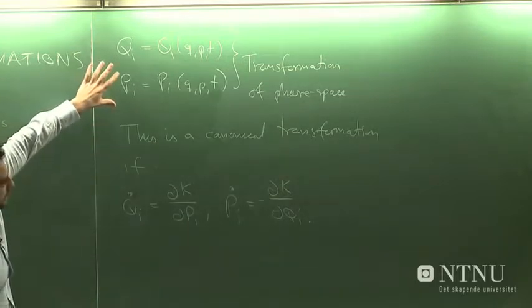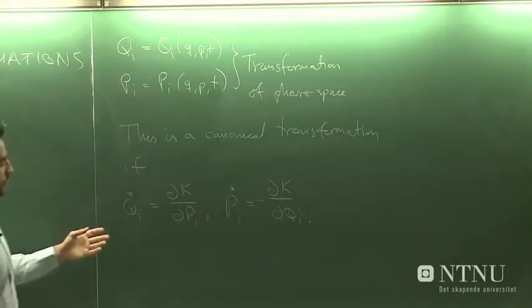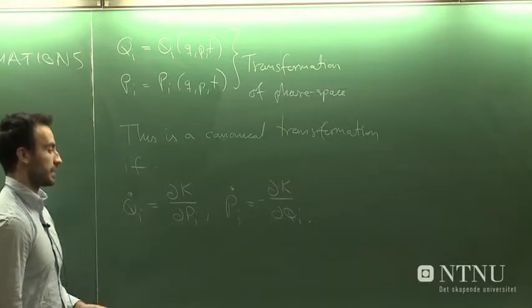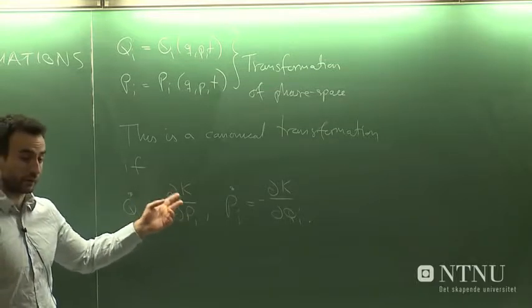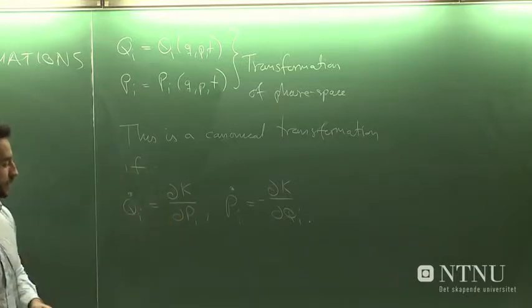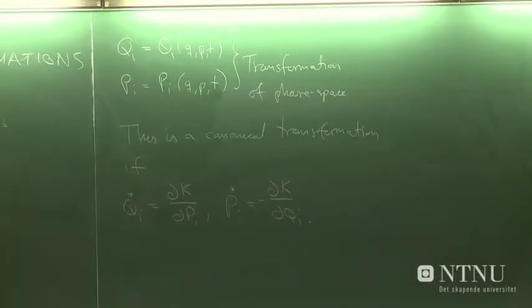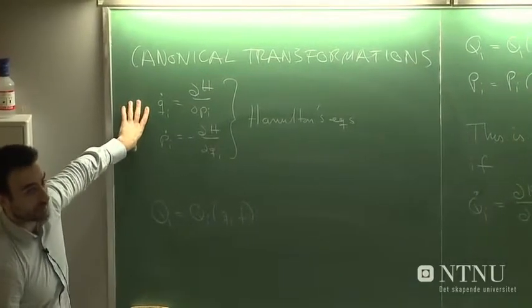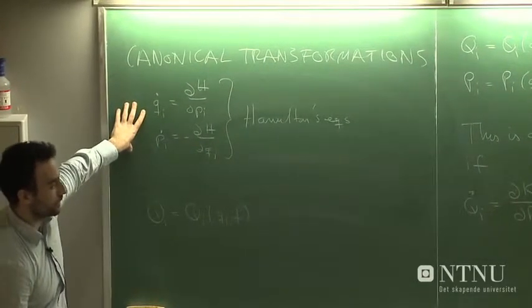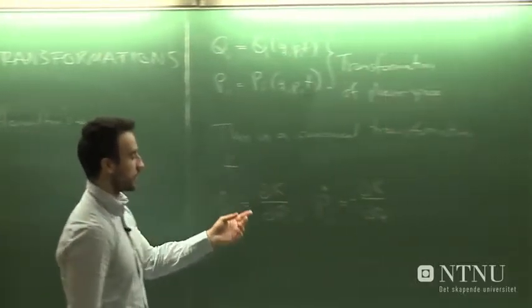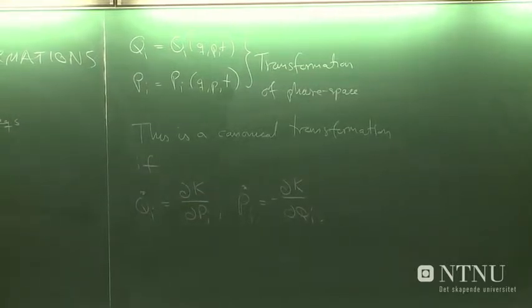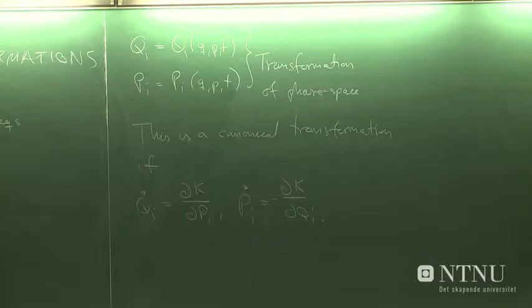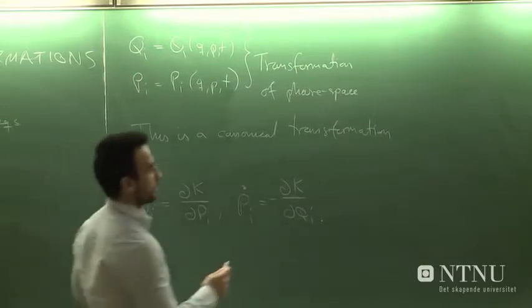If these transformations are in accordance with these two equations, relating the time derivative of q to the derivative of some function K with respect to P. So basically these equations are equivalent to Hamilton's equations, but in the new coordinates. So K here is in fact the Hamiltonian in the new set of coordinates large Q and large P. But there's a small twist which we have to be careful about.